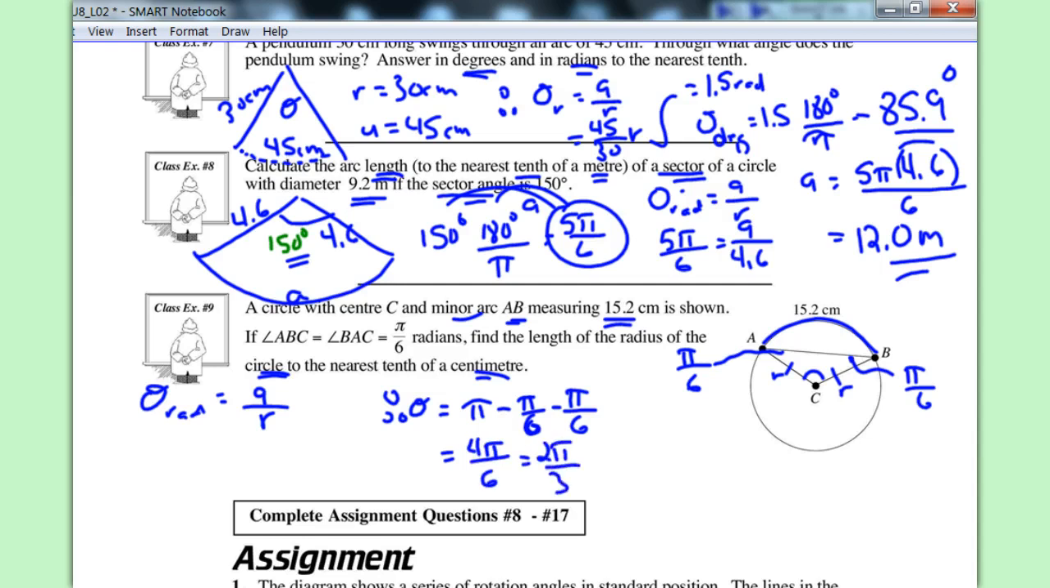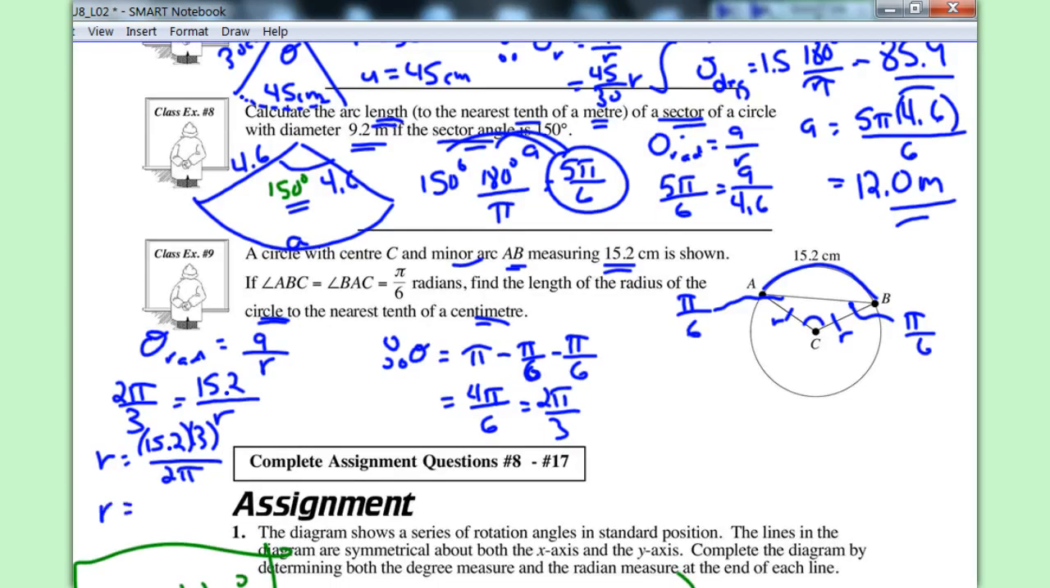And if I go back to that formula, and I sub in the things I know, theta in radians is 2 pi over 3. The arc length was 15.2. The radius is what I'm trying to find. And if I multiply out 15.2 times 3 and I divide by 2 pi, I get an exact value for R. But to one decimal place, or nearest tenth of a centimeter, it is 7.3 centimeters.